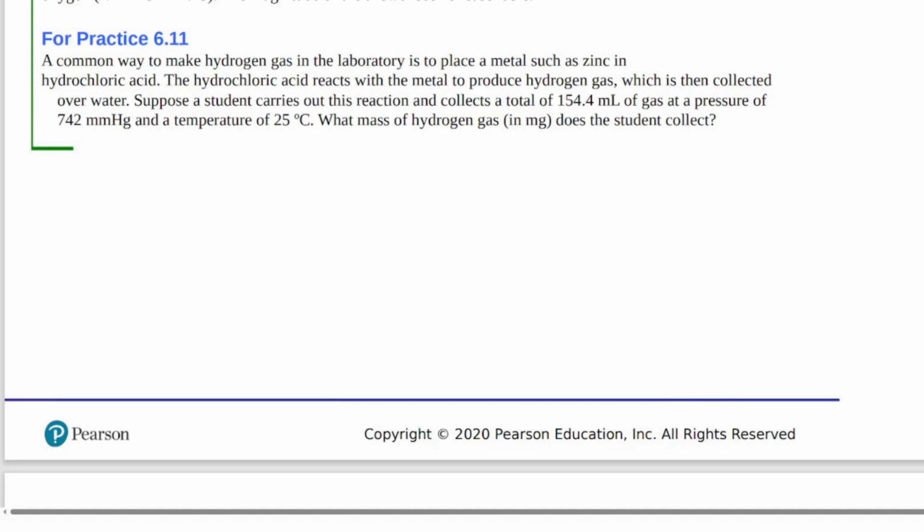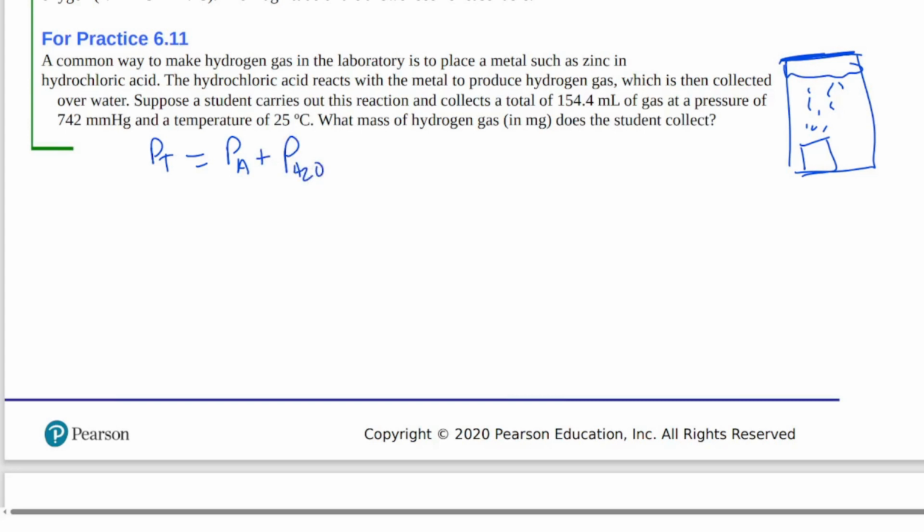So similarly to what we did before, we have a system where we have gas collected at the top from a reaction that's occurring inside a closed flask. It's originally completely full of water, but then as the reaction occurs, the gas is collected. Okay? So remember that our total pressure is going to be equal to the partial pressure of the components. And one of those components is going to be water. So in this case, the total pressure is going to be equal to the pressure of the hydrogen gas plus the pressure of the water.